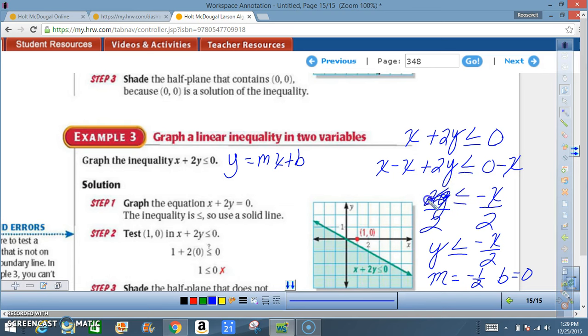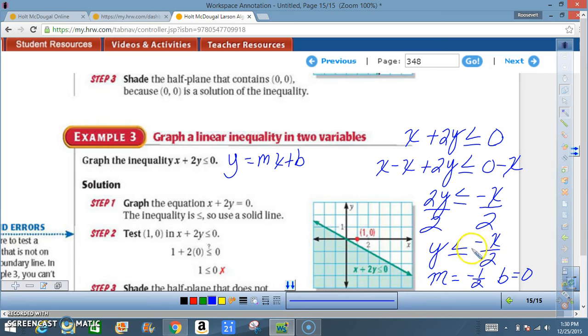Once again, I'm trying to get the y by itself. So to do that, I'm going to divide both sides by 2. Why? Because it says 2 times y. What's the inverse of multiplication? Division. So I divide both sides by 2. 2 divided by 2 gives me just the y by itself, because 2 divided by 2 is 1. So it already says 1y that I don't see. And then I divide this side also by 2. So I got a negative 1x divided by 2. So my equation ends up being y is less than or equal to negative x over 2.